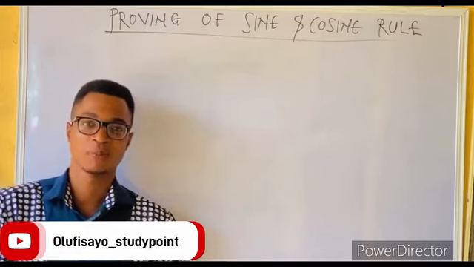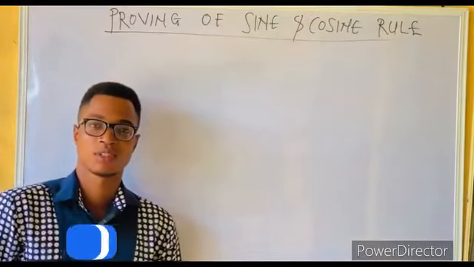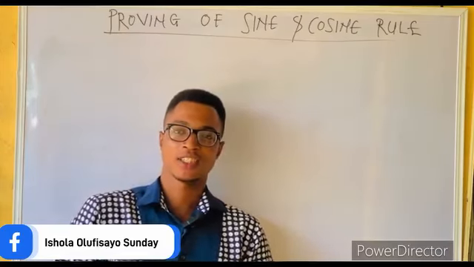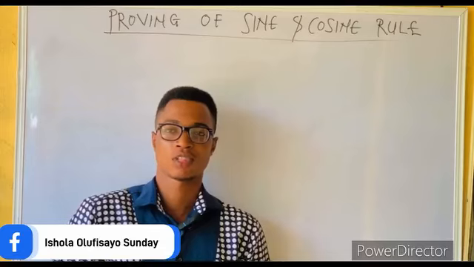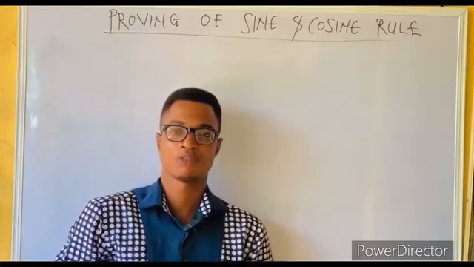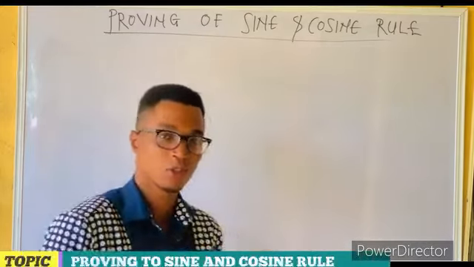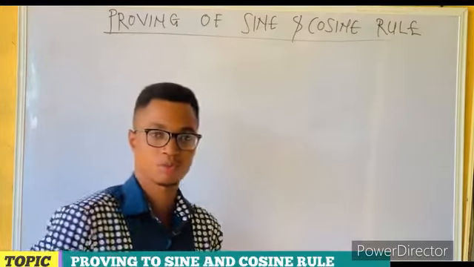Today we'll be talking about the sine and cosine rule. The law of sine is generally used to find the unknown angle or side of a triangle. This law can be used if certain combinations of measurements of a triangle are given. So in today's video, we'll be proving the sine and cosine rule.